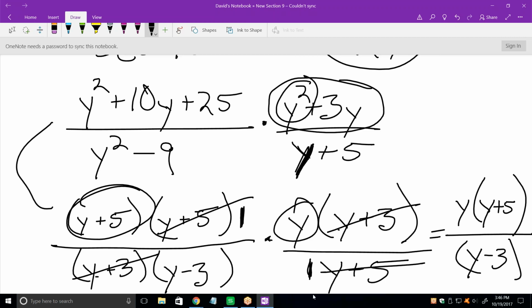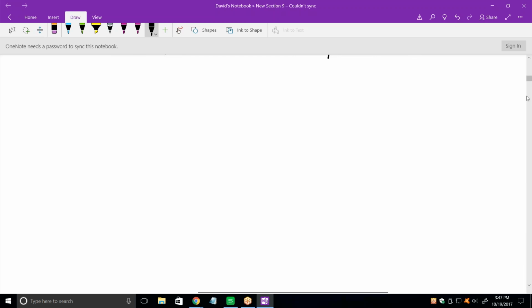But ones, we don't have to write them. Okay? So this is my final answer. It can't be simplified anymore. Now I could multiply the two numerators together, but better to leave it in factored form. Always. Okay, what else?